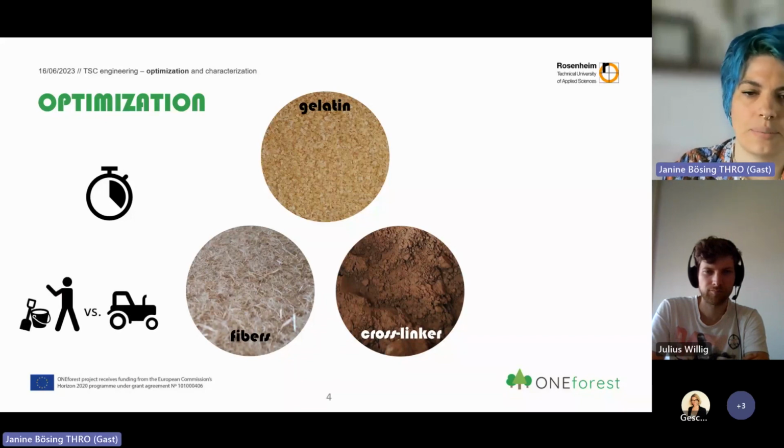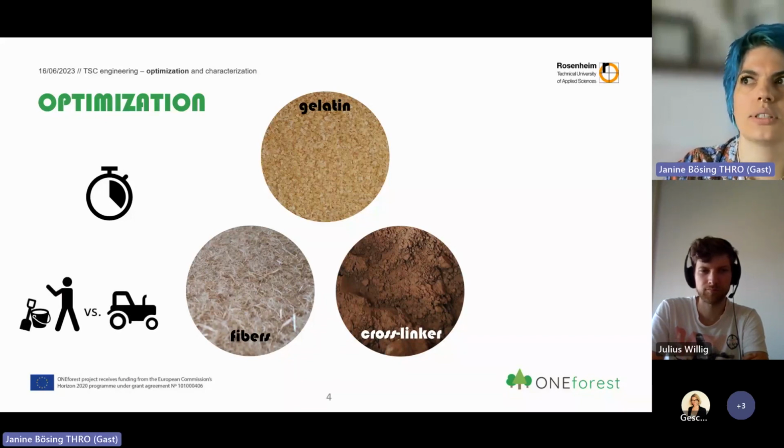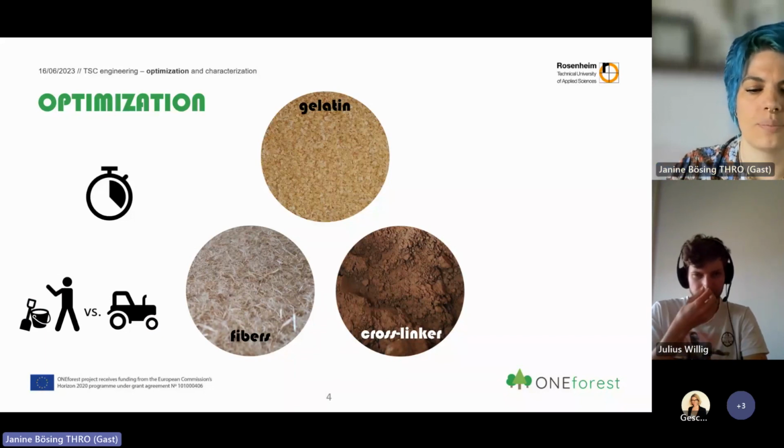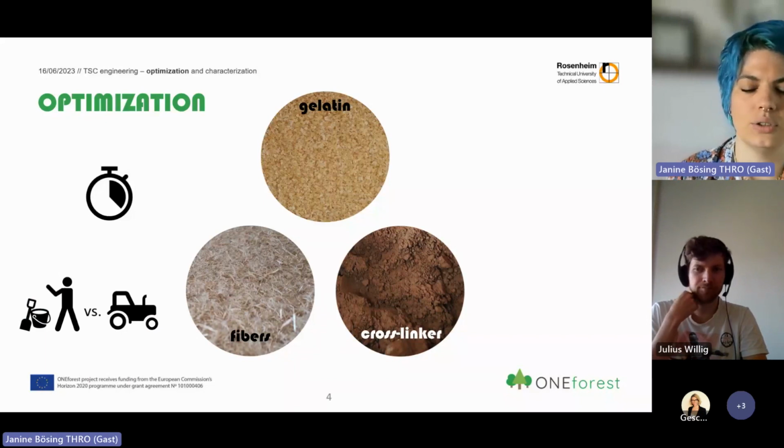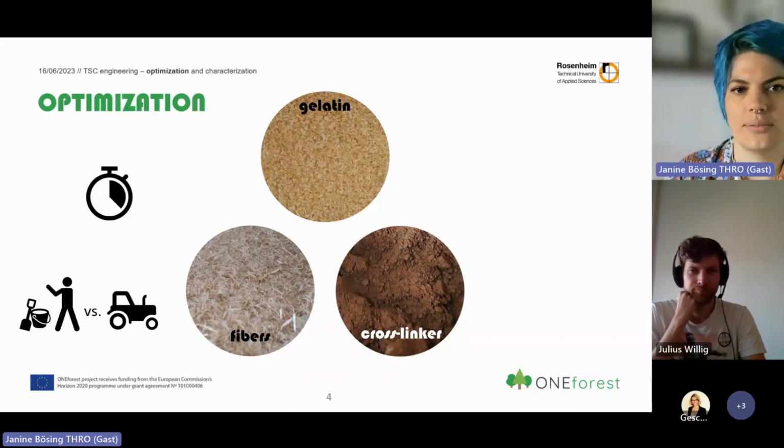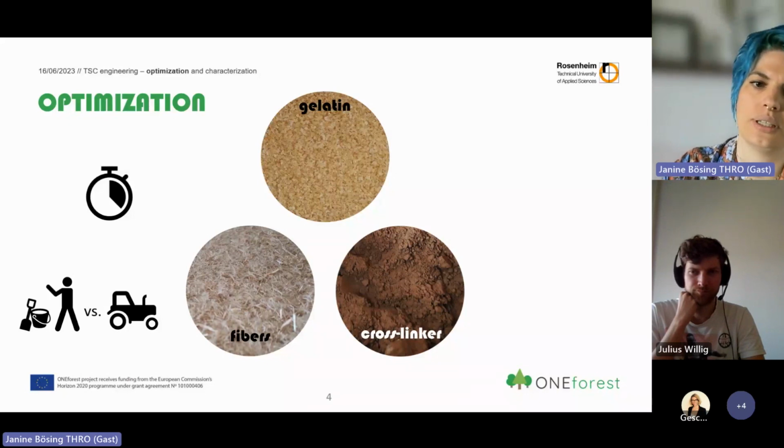We want to optimize the application process. That means we want the forest workers to be able to apply the topsoil cover when they plant the new trees, which is of course a bit difficult because the topsoil cover is an additional weight that the forest worker would have to carry. So it might also be necessary that it would be applied separately by machines.